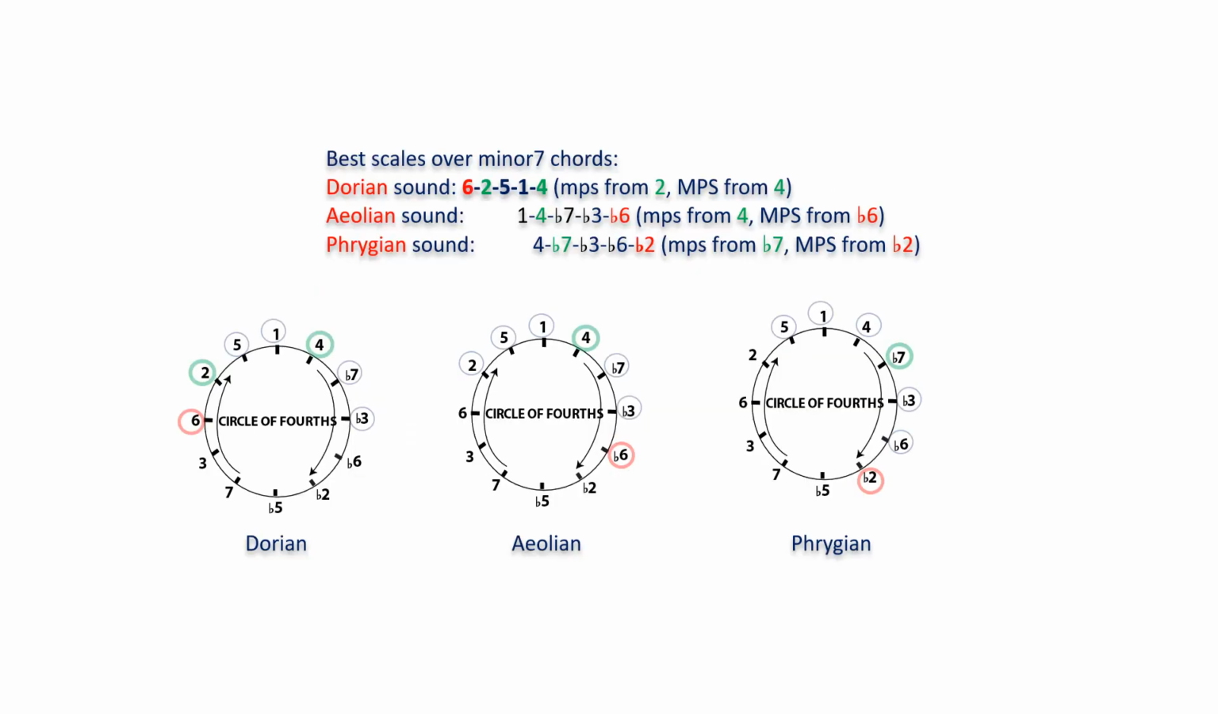For a Dorian sound, the best minor pentatonic scale to play over a minor 7 chord is from 2. For a Phrygian sound, it's from flat 7, and for an Aeolian sound, it's from 4. There you have it. Hacks for superimposing pentatonic scales over an A minor 7 chord using the NANDI method.